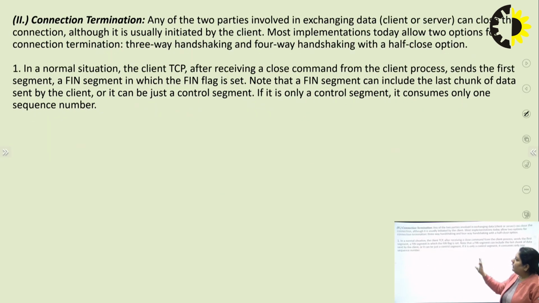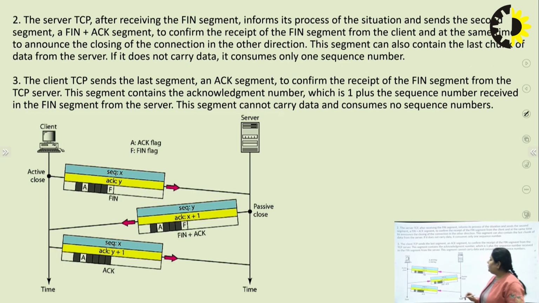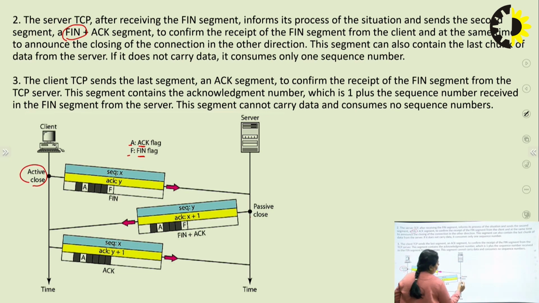Now the last one, connection termination. In connection termination, we have the FIN, that is the finished packet. In connection establishment, we use the synchronization packet, the SYN segment. Here we are using the finished segment, so F for the finish flag, and A for the acknowledgement flag. Now the client initiates the active close and the server initiates the passive close. So we have active open and passive open, and now we have active close and passive close.